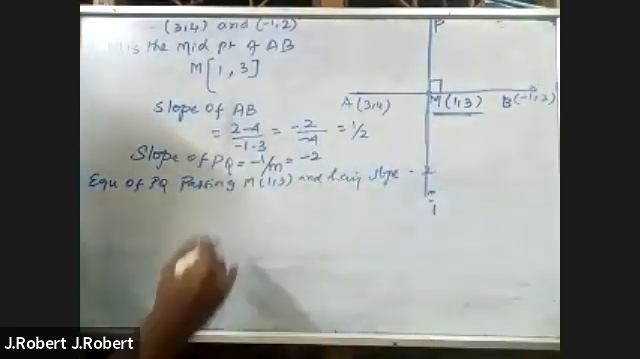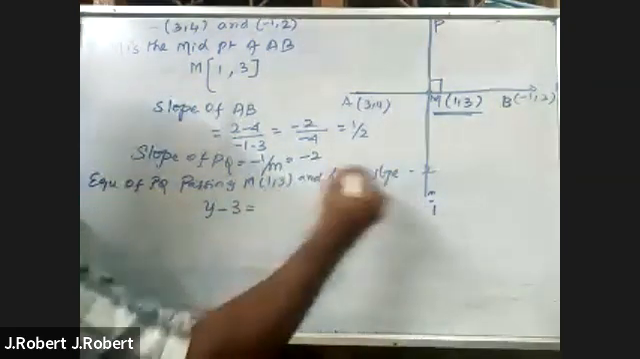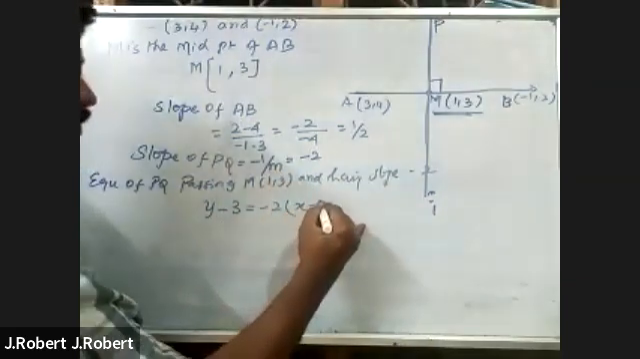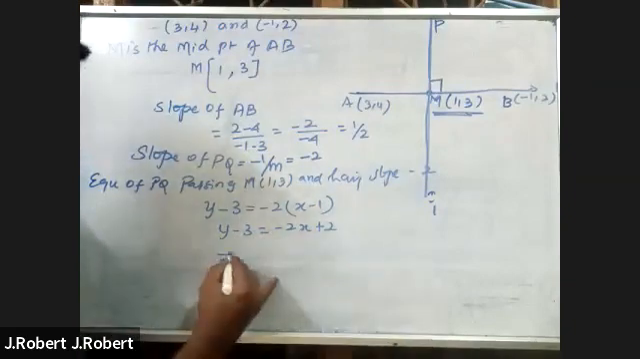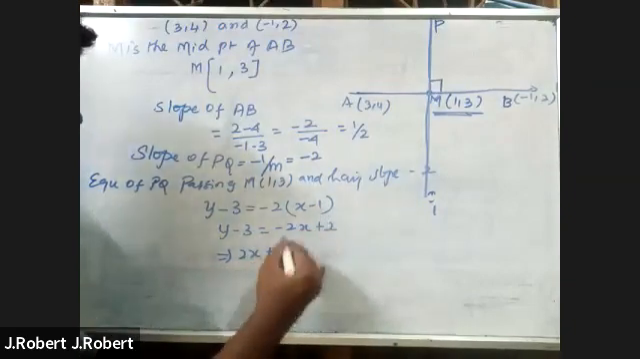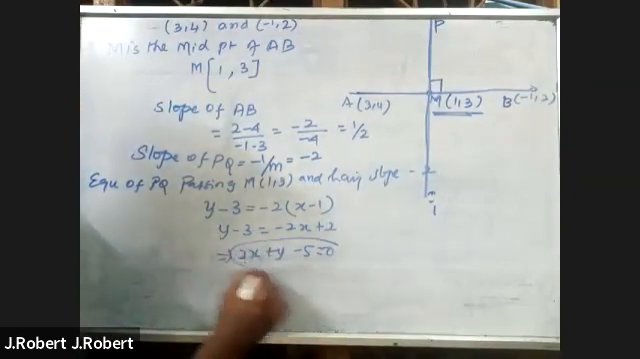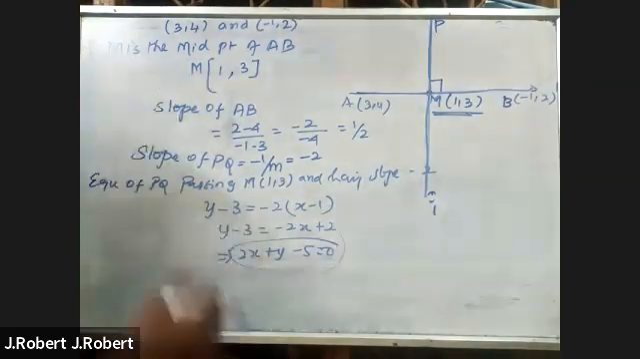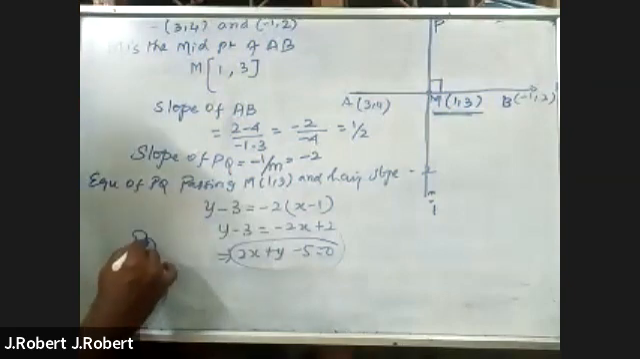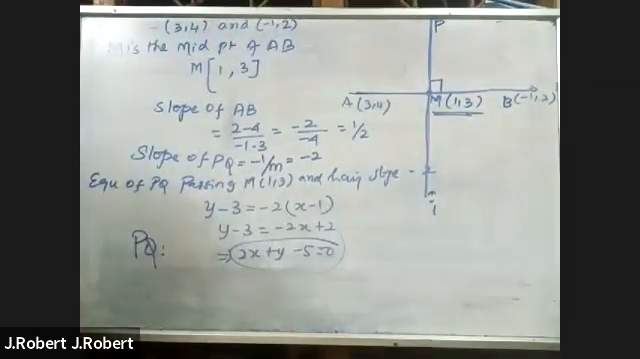Minus 2. Then the formula is y minus y1 equals slope into x minus x1, so y minus 3 equals minus 2 into x minus 1. We get y minus 3 equals minus 2x plus 2. We can write this as 2x plus y minus 3 minus 2, that is 2x plus y minus 5 equals 0. This is the required equation of the straight line. The perpendicular bisector PQ is a straight line. Please take down. So we will solve every different type of problem.